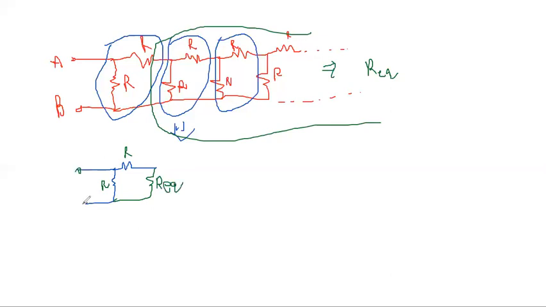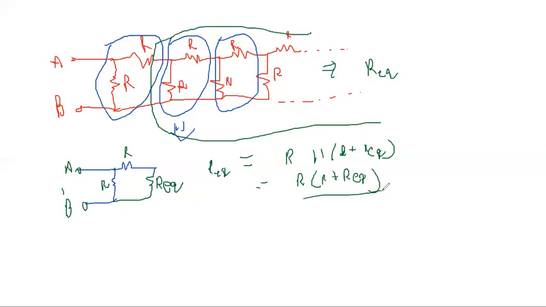So again this is A and this is B point. Now we can easily solve this. We have seen that this R and Req are in series and in parallel with this R, right? So R equivalent, because RAB is nothing but R equivalent. R equivalent is R parallel with R plus R equivalent, so this is equal to R into R plus R equivalent by R plus R plus R equivalent.